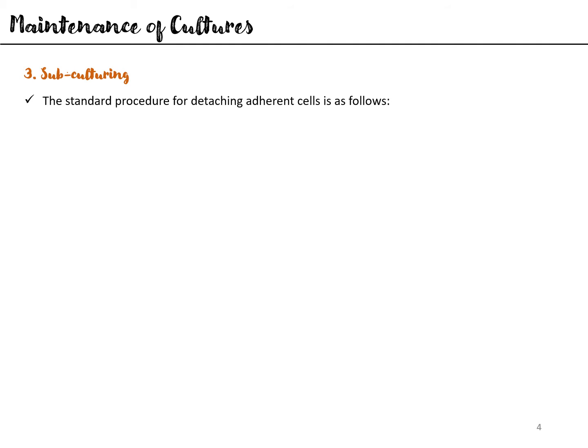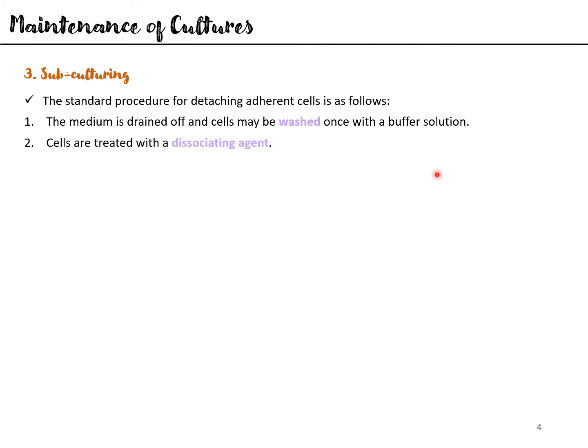The standard procedure for detaching adherent cells is as follows. How do you go about it? First, the medium is drained off, removed by pipetting or aspiration, and the cells are washed once with a buffer solution. Typically you wash your cells with PBS, phosphate buffered saline. The cells are then treated with a dissociating agent, most commonly trypsin EDTA.